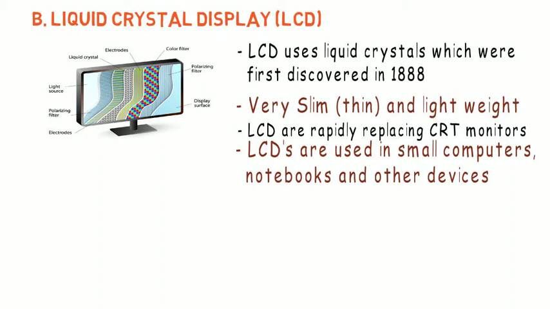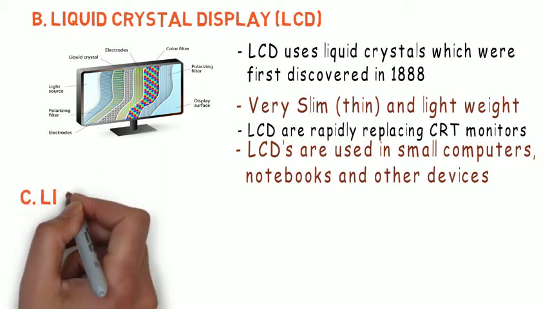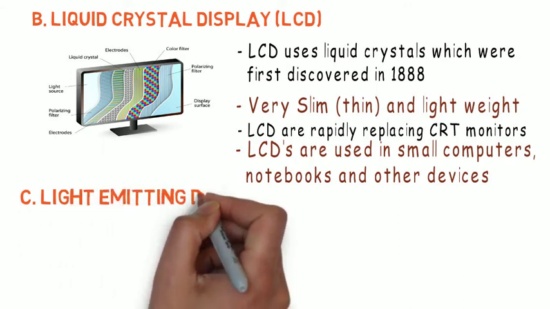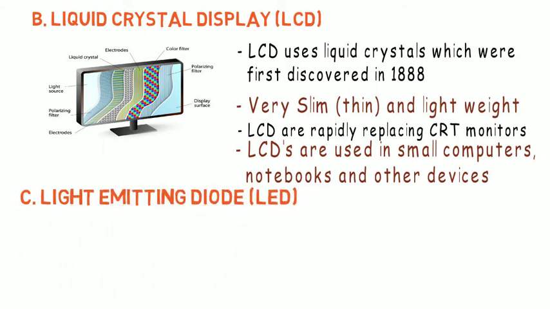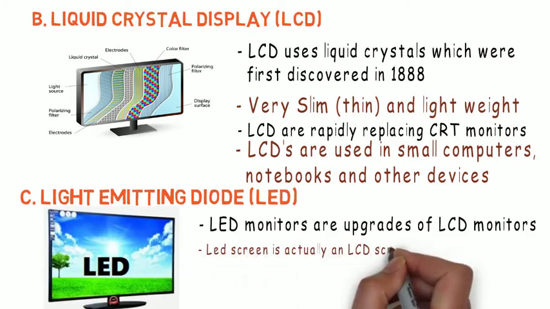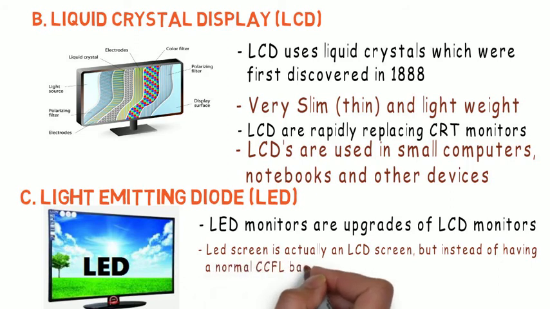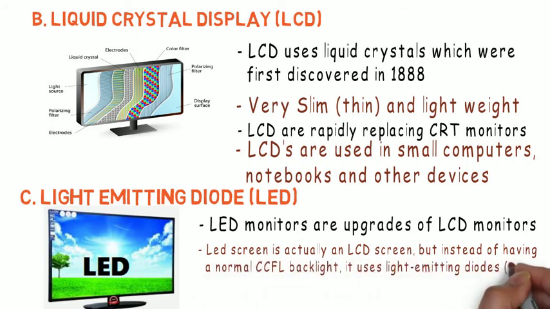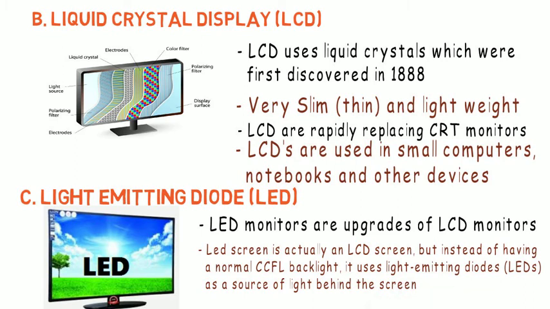C. Light emitting diodes. A light emitting diode screen is actually an LCD screen, but instead of having a normal CCFL backlight, it uses light emitting diodes as a source of light behind the screen. So that is going to be all about the monitor. We shall now take the next output device, which is the printer.